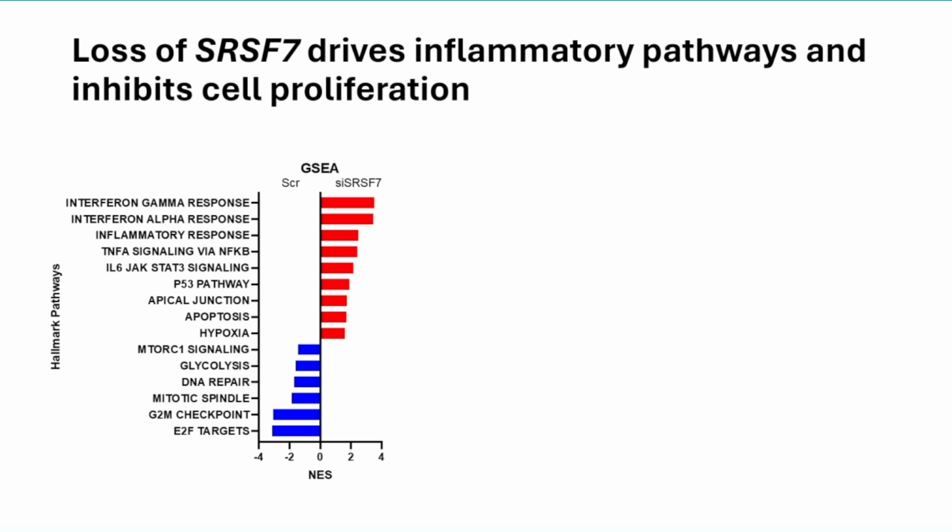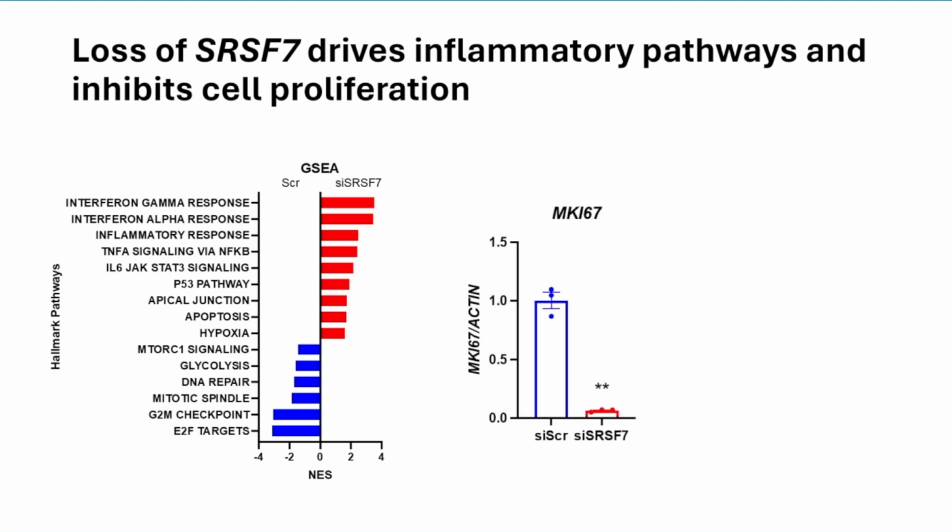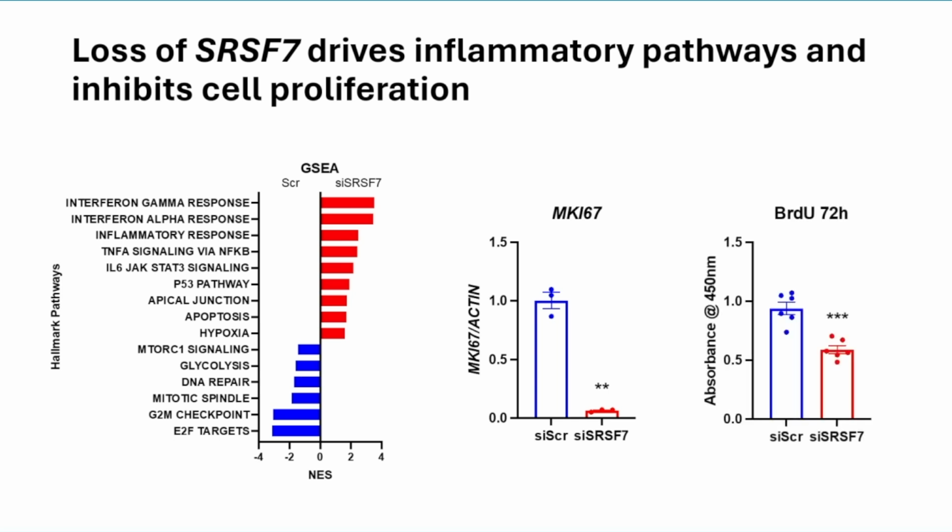To understand the function of this, after we performed our RNA sequencing, we did gene set enrichment analysis and showed that our knockdown cells had enrichment for inflammatory pathways, and then also noticed that our normal cells were enriched for cell cycle pathways, which had us hypothesize that there might be some proliferation effect on these cells. So we measured MKI67 expression and saw that this was indeed markedly reduced, and also did BrdU incorporation to look at cell proliferation again and saw that this was also lower with SRSF7 knockdown.